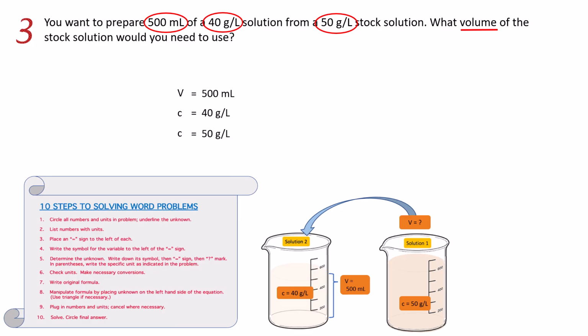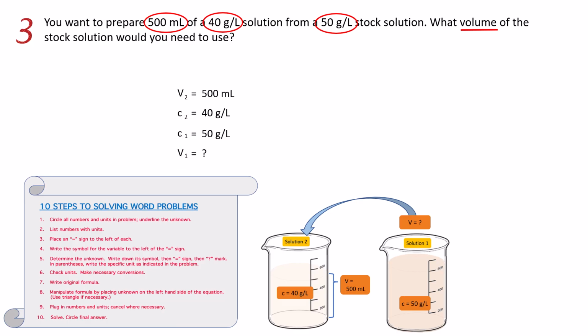Here, the unknown variable is volume. Its symbol is V, and we're not asked for any specific unit. Step 6. Check units. Make necessary conversions. We don't need to make any conversions, but we do need to differentiate between the two V's and the two C's. In the question and in our diagram, we see that 50 grams per liter and the unknown volume go together, so we'll label them with a subscript of 1. And that 500 milliliters and 40 grams per liter go together, so we'll give them a subscript of 2.